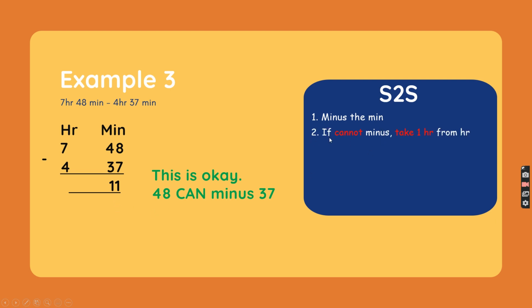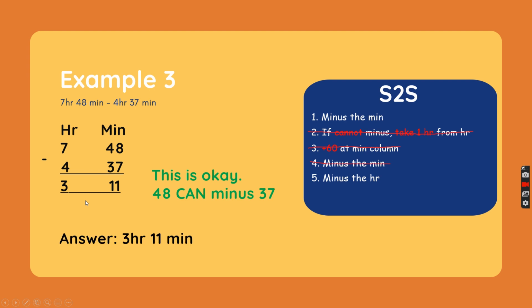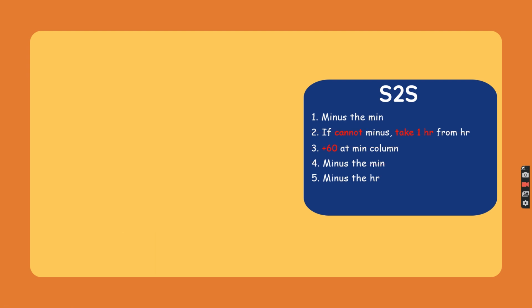So number 2, if you cannot minus, take 1 hour. This part right here, we're not going to do it because this is fine. 48 can minus 37. So step number 2, number 3, and number 4, we're going to scratch them off. And then we're jumping to the last S to S, which is we're going to minus the hour section. So 7 minus 4 gives us 3. And the answer is 3 hours 11 minutes.